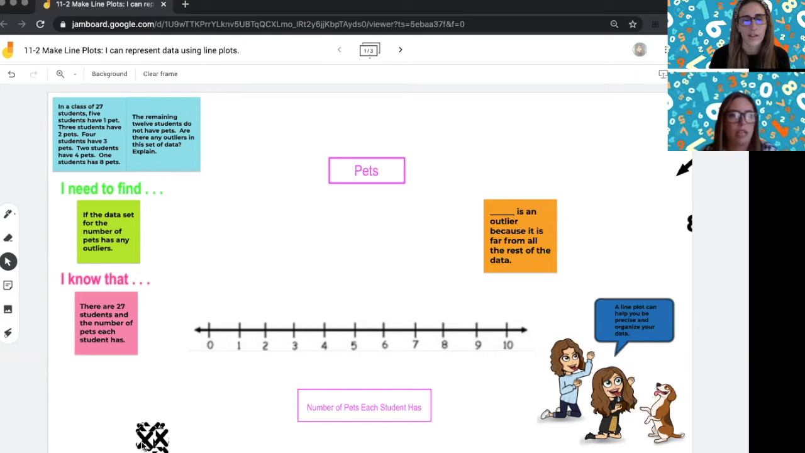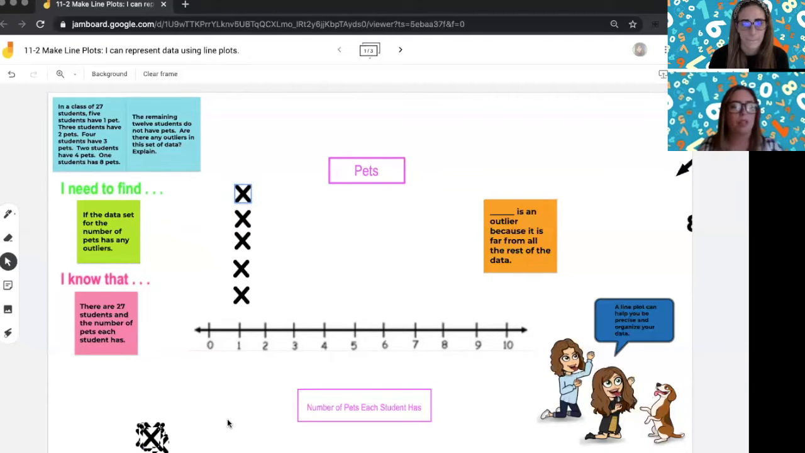So I'll start reading it again. In a class of 27 students, 5 students have 1 pet. So Ms. Ortiz, I think we should stop there and find the number 1 on the line plot. And we know that 5 students have only 1 pet. So we need to put 5 X's on our number 1 line plot. So 1, 2, 3, 4, and 5. So 5 students have 1 pet.